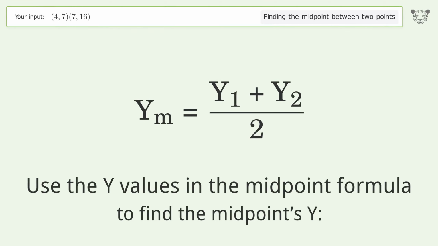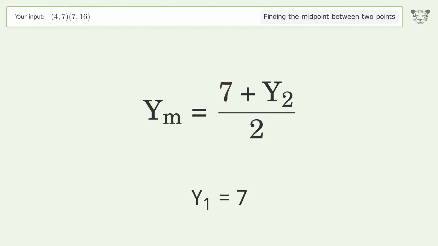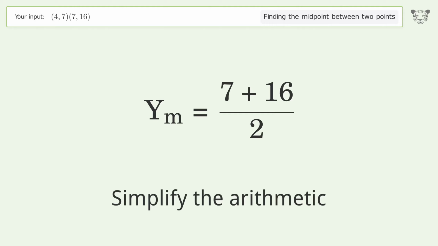Use the y values in the midpoint formula to find the midpoint's y. y1 equals 7. y2 equals 16. Simplify the arithmetic.